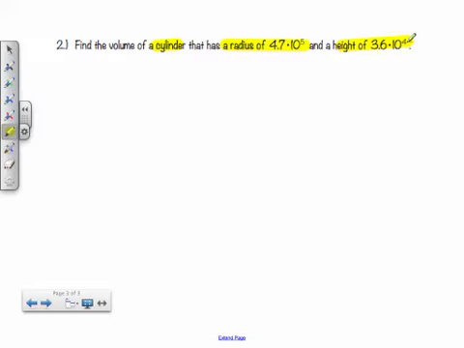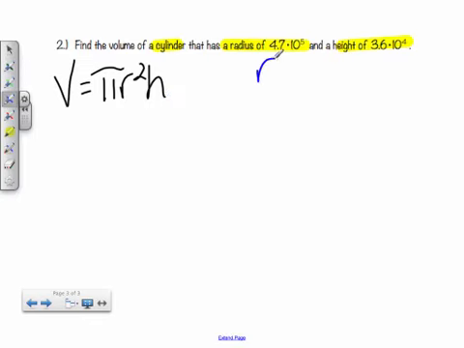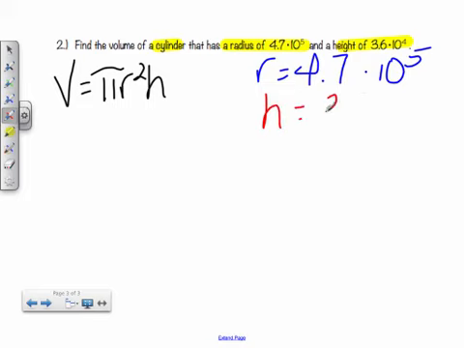So what I'm going to do is use the formula for the volume of a cylinder, which is pi r squared h. Now, I know the radius is 4.7 times 10 to the 5th power, and I know that the height is 3.6 times 10 to the 4th power.